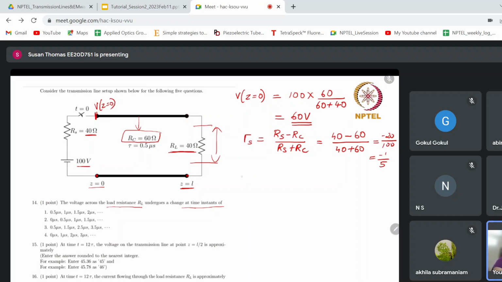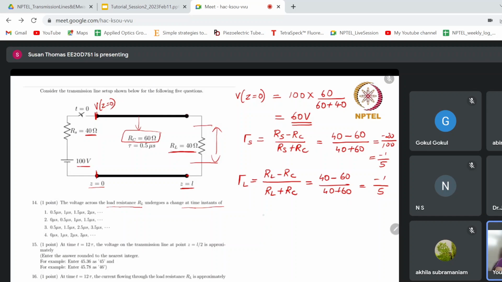Similarly, what is gamma L? That means the reflection coefficient at the load end, which is nothing but (RL minus RC) by (RL plus RC). So RL is 40 minus 60, again the same 40 plus 60. So again you get the same answer, minus 1 by 5 or minus 0.2. So now we know the source reflection coefficient and the load reflection coefficient, and we also know the voltage at Z equal to 0.